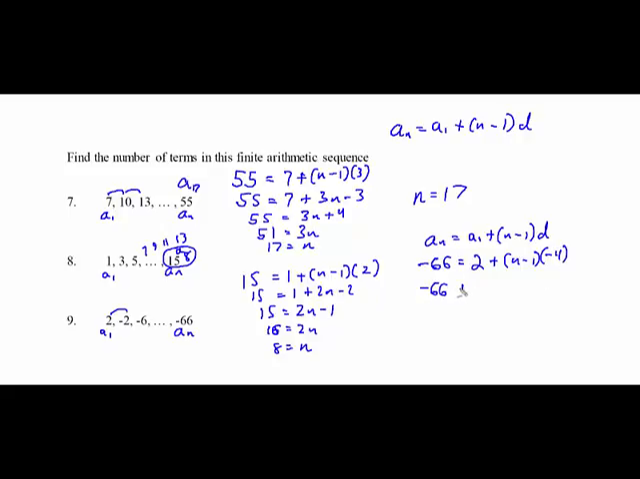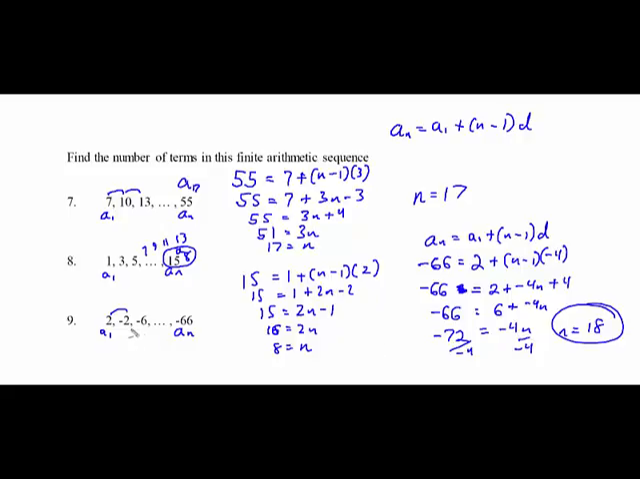So negative 66 is equal to 2 plus, we multiply by negative 4n plus 4. So this is negative 66 is equal to 6 plus negative 4n. Subtract the 6 from both sides, we get negative 72 is equal to negative 4n. Then we divide both sides by negative 4, and n is equal to a positive 18. So this would take 18 terms to get here. So 1, 2, 3, and 15 more will get us to the negative 66. And it sure beats counting, that's for sure.